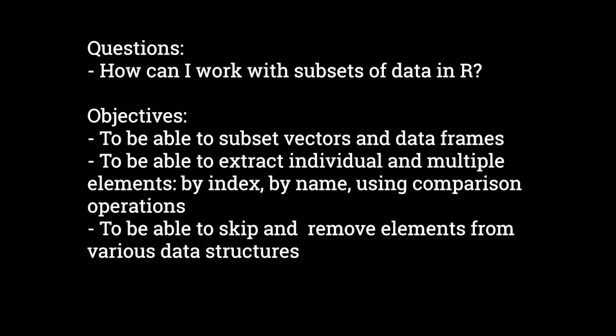And for this episode, the objectives will be to be able to subset vectors and data frames, so two different types of data, to be able to extract individual elements in a few different ways by index, name, or comparison operations, and to be able to skip and remove elements from these data structures that you might not want to work with. So let's say there's just a few things that you want to remove from the data. We will go over how to remove those so they're not part of the data set that you're actively working with. As always, you can reference this website if there's anything that you want to read in more detail or go through it at your own pace.